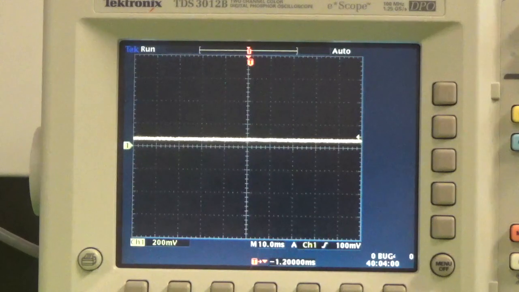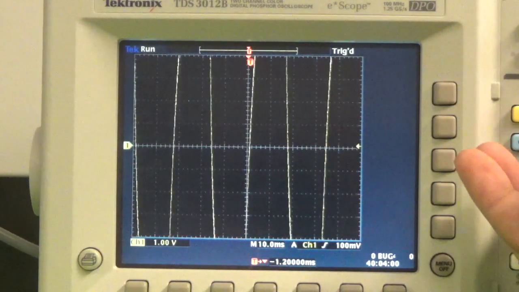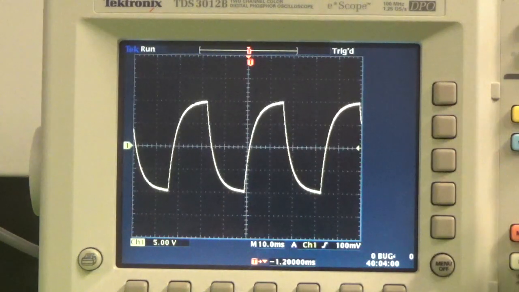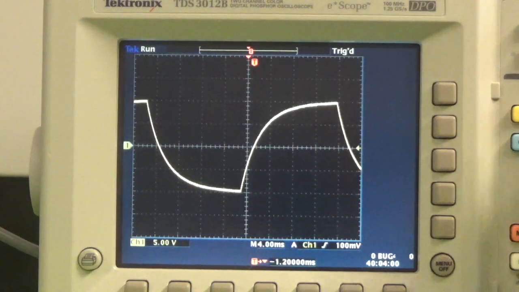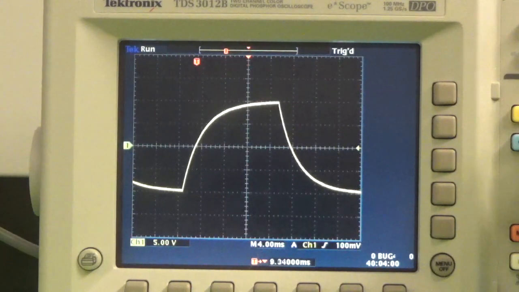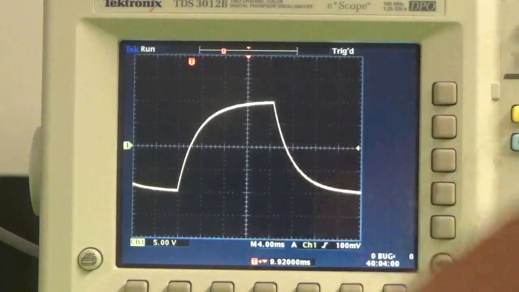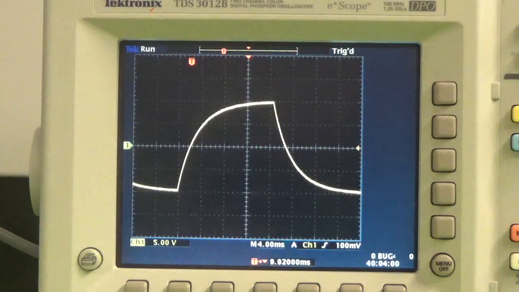Now I will go back to the 150. Yes, so let's go back to the 150. Yeah. So this is the nice signal that we can receive from the capacitor. Okay, so this is part number 2. We are done with part number 2. Now we will move to part number 3. And let's see what we can do.